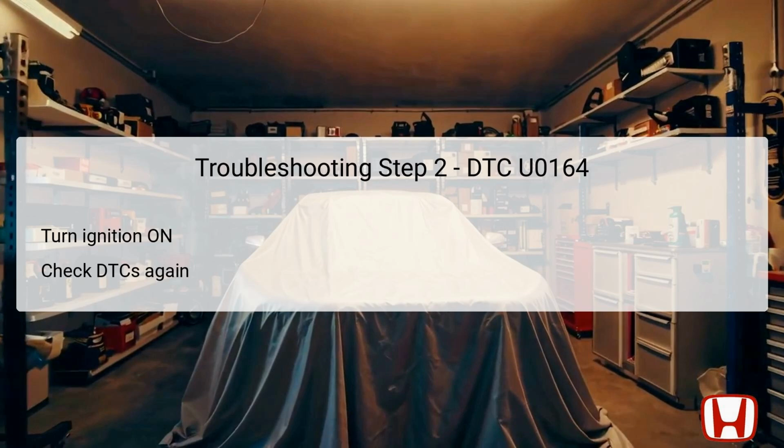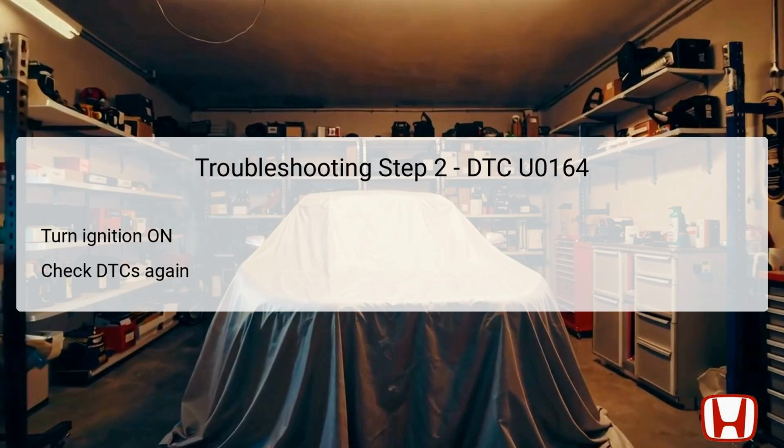In the second step of troubleshooting DTC U0164, the technician's focus shifts to verifying whether the code persists. After clearing the DTCs, as outlined in the first step, the technician turns the ignition switch to the on position, thereby activating all electrical systems of the vehicle. This activation is crucial because it allows the technician to see if the code reappears, offering useful insights into the current state of the control unit's communication. If DTC U0164 is indicated again, it signifies that the issue is recurring and requires further investigation.